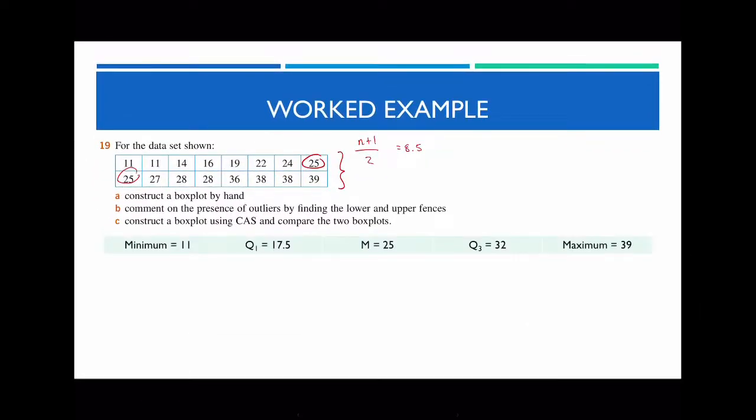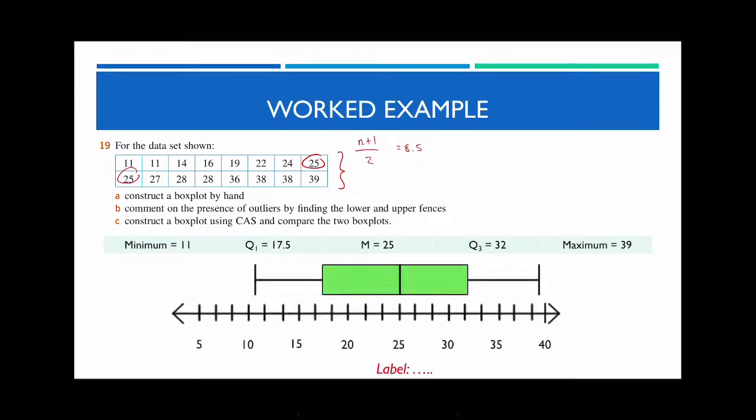here. So minimum is 11, Q1 is 17.5, your median, which is also represented by Q2, is 25, Q3 is 32, and the maximum is 39. Once you do this, pretty much drawing the box plot will be relatively straightforward, and this is what you get.